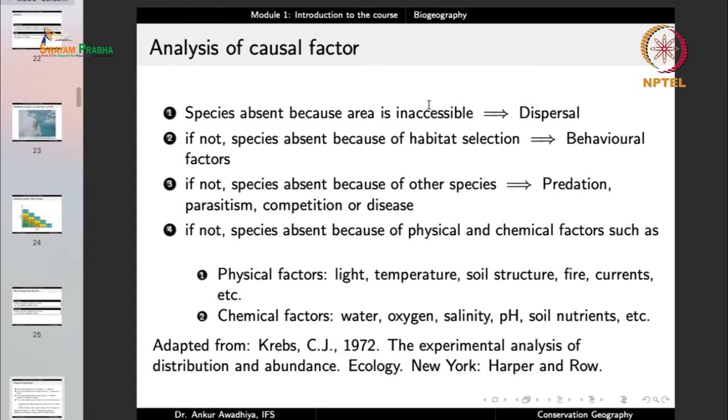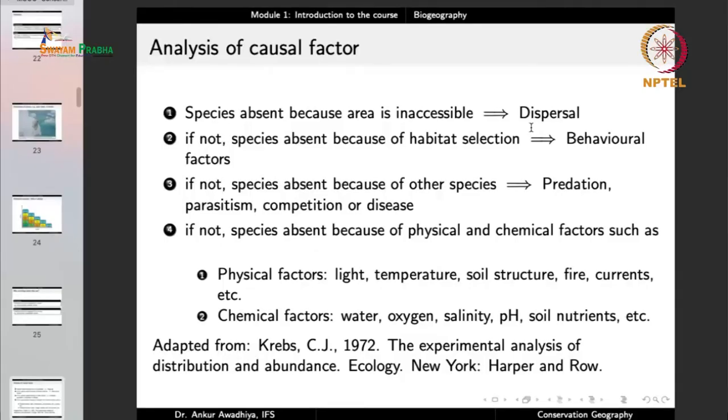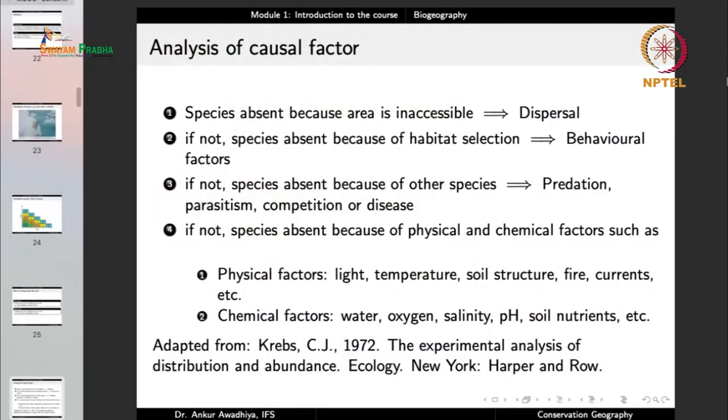If not because of dispersal, it can be because of habitat selection. There can be behavioral factors. Certain organisms prefer certain habitats and not others. So even if a bird can make its nest on two different species of trees, it is possible that it prefers one and does not prefer the other, even though both species provide it with the same amount of protection, the same amount of cover. But still, there may be a behavioral preference.